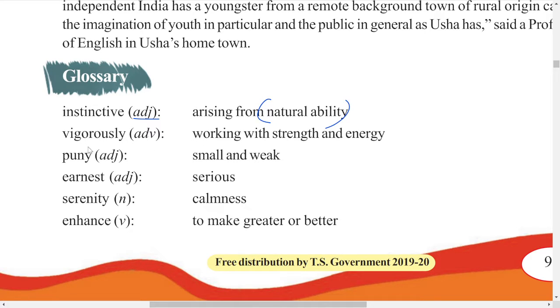Next, vigorously means with too much strength or with too much energy. Working with strength and energy is called vigorously. When you practice something vigorously, you can say this. Next, puny is small or weak, like tiny or small. Earnest is serious, an earnest situation means a serious situation. Serenity is being calm, peaceful. Peace is called serenity.